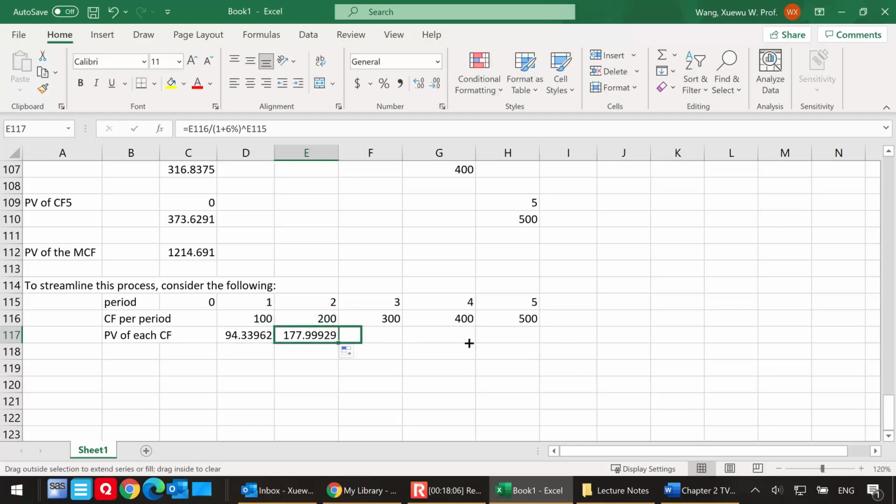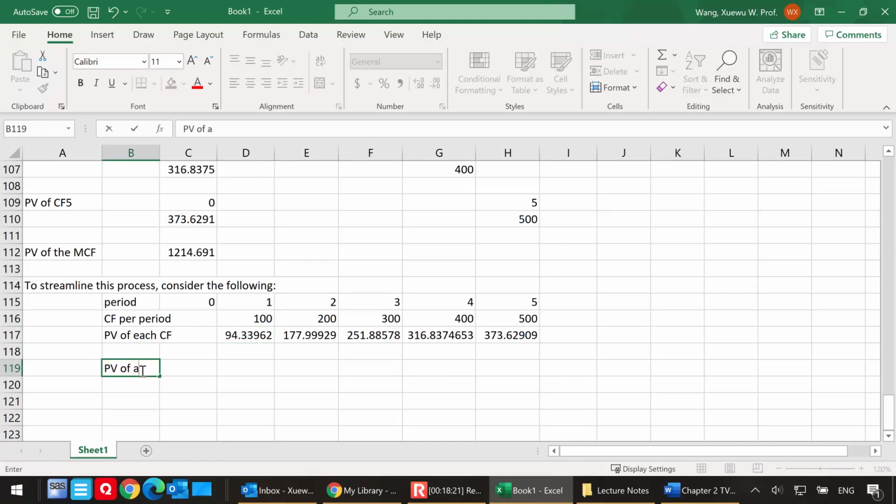Now I can become a little greedy and copy that across further. So now I get these 4 additional present values. Notice that I only did the present value formula once. So I'm going to say present value of all cash flows. Some of you will notice, why do you leave one row blank? I'll come back to that in a second.